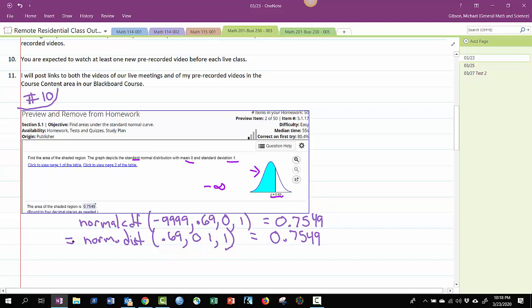You're going to use the Excel equals norm.dist. Remember, norm.dist by default gives you the probability of being less than the number you put in the first spot. So that's what this question is. So we just put the 0.69 in the first spot, 0 for the mean, 1 for the standard deviation, and then this last spot here, remember, for our continuous functions like the normal and the t, this is always a 1. And out again comes the same answer, 0.7549.